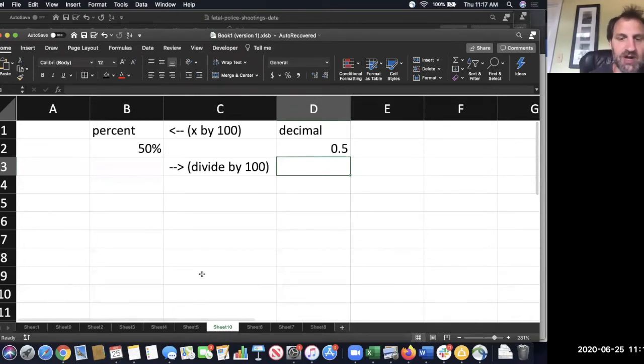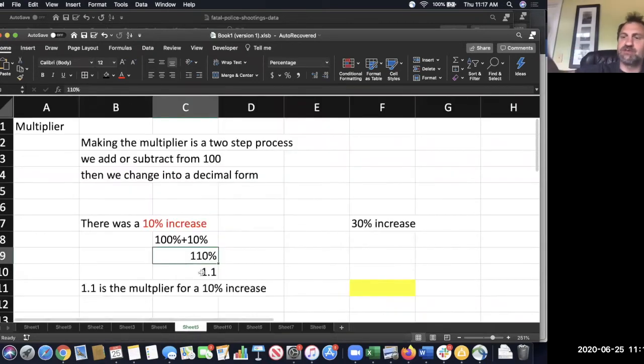So the second step of the multiplier process is to change from a percent to a decimal. You can move the decimal 2 places, or you can divide by 100. The end result is that the multiplier for a 10% increase is 1.1. Okay, so we're going to do a couple more of these problems because I just want to drill this part. Because if you can do this part, you're like halfway through the process.